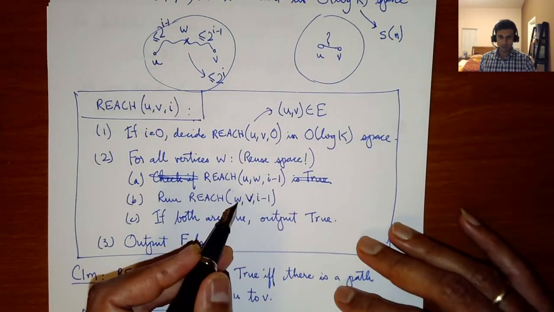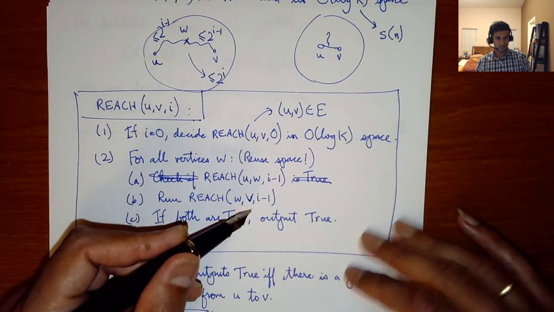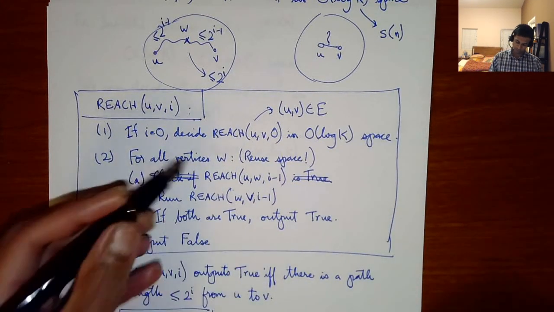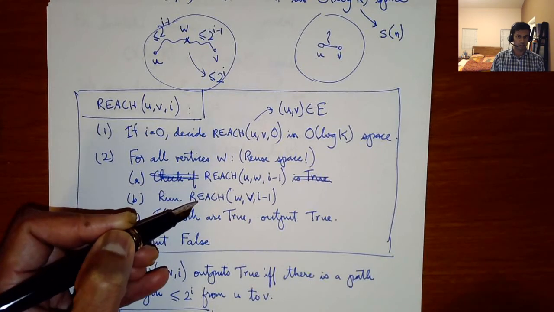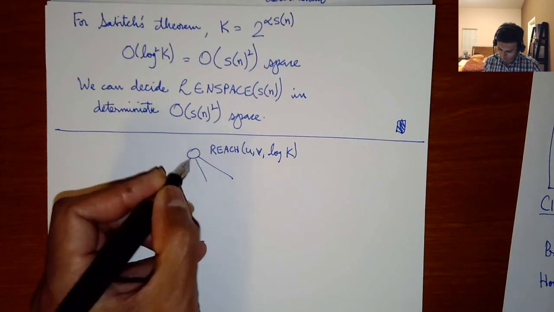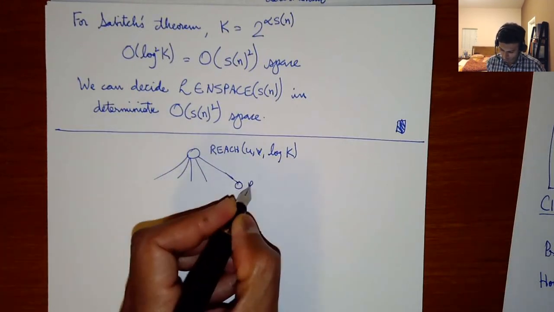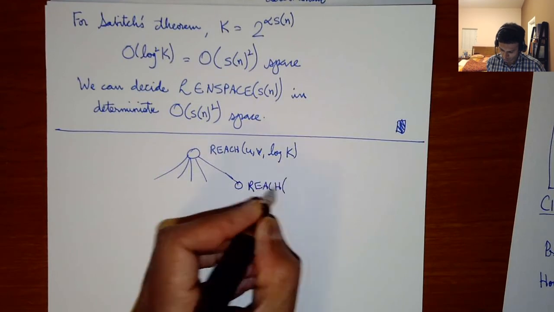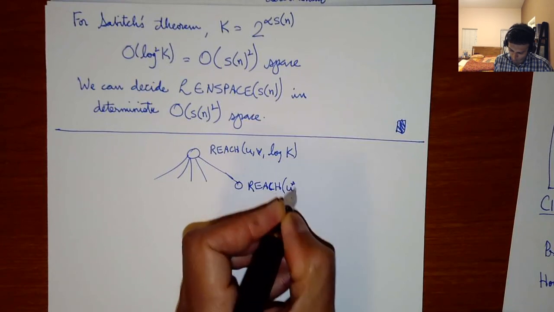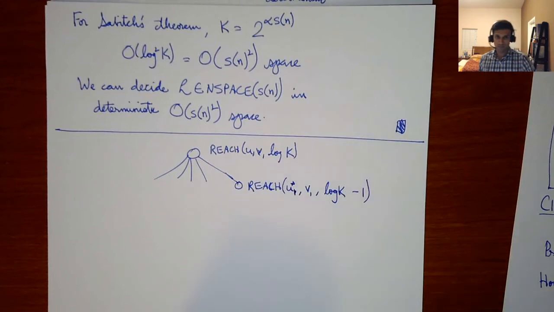How many calls is this going to make? So for every vertex, it's going to make 2 calls. I'm just writing out the runtime. This loop runs k times, and there are 2 calls. So you have multiple calls being made. Each call over here goes to reach of, maybe some u prime, or I'll call it u1 v1, log k minus 1.